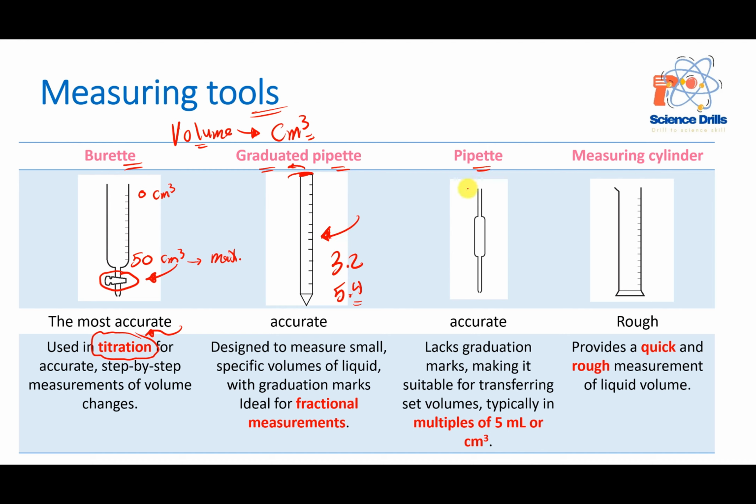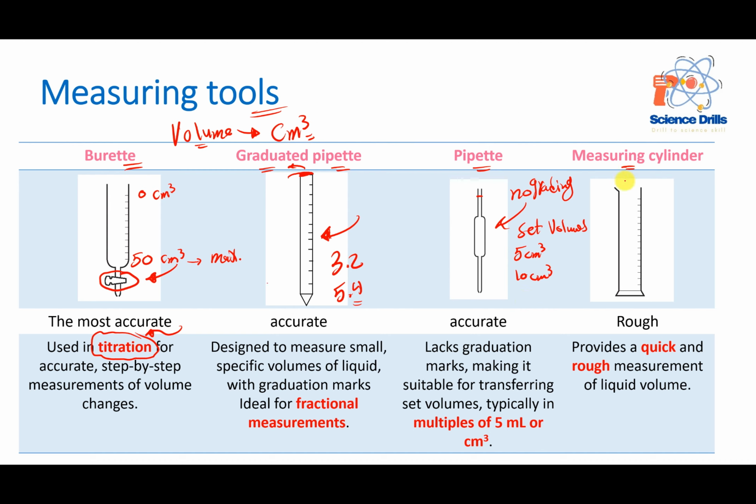The third tool is a pipette. The pipette, as you can see here, has no grading. And it is used to measure set volumes. For example, if you want to measure 5 cubic centimeters, 10 cubic centimeters, you will find a mark here that mentions the volume of this pipette. So it measures multiples of 5 cubic centimeters.